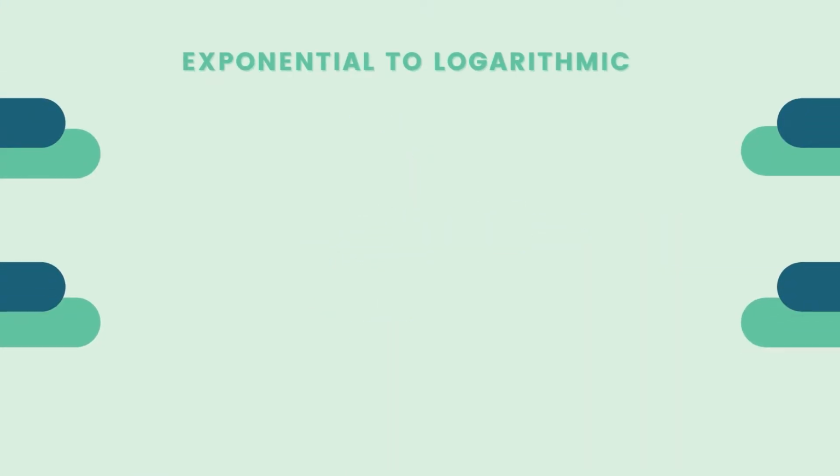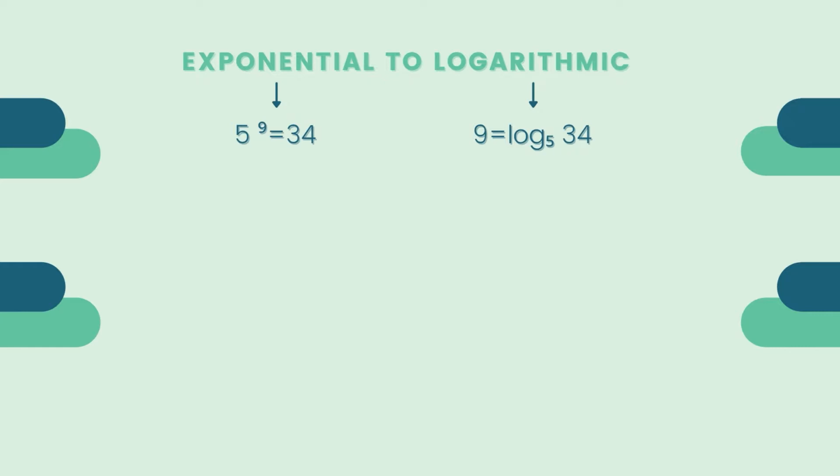Let us move on to expressing exponential to their logarithmic forms. Example number 1. 5 to the power of 9 equals 34. When you write this in logarithmic form, you will get 9 equals logarithm base 5 of 34. This is the inverse of the first example. 5 to the power of 9 equals 34.